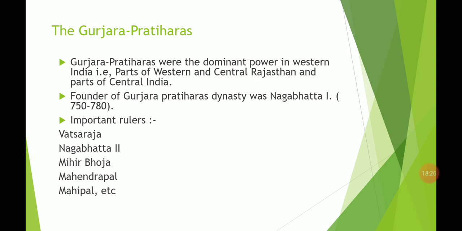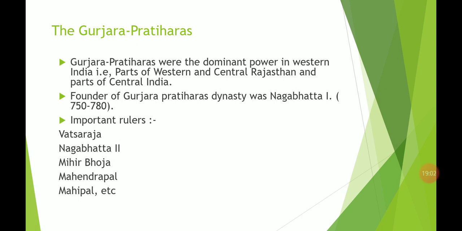Now let us start with one of the dynasties which fought during the tripartite struggle of Kannauj. Let us start with the Gurjars and Pratiharas. Basically, the Gurjars and Pratiharas were the dominant power in western India, part of western and central Rajasthan and part of central India. So in which areas were the Gurjars and Pratiharas living?